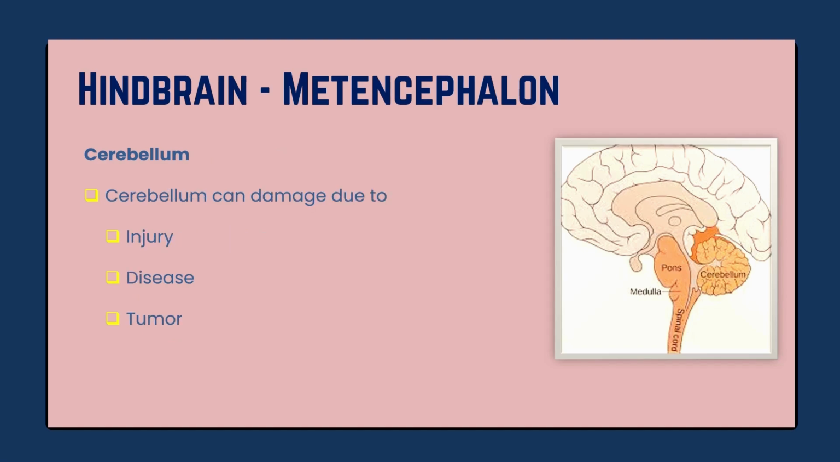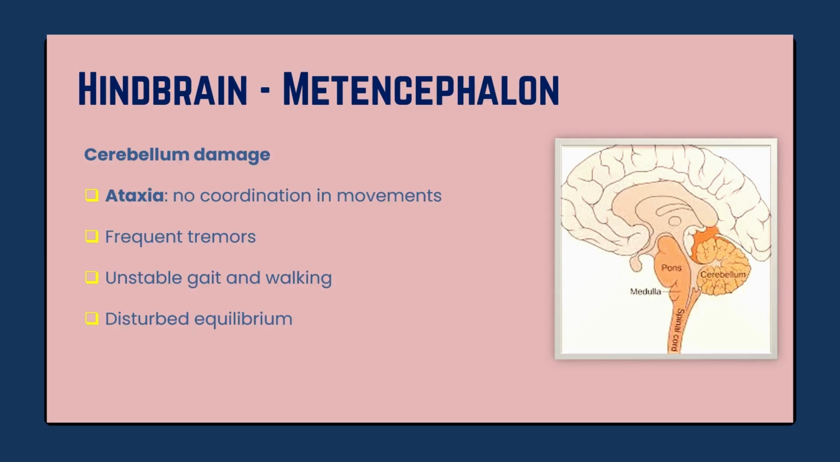The cerebellum can get damaged due to injury. If something hits the cerebellum or the back of the head, it can cause an injury. Or the cerebellum can get damaged due to a disease. Alright, if not disease, it can be a tumor also. What happens when the cerebellum gets damaged due to any of these reasons? First of all, there would be ataxia or no coordination in movements. Your body will not be able to coordinate different limbs, both your hands or legs, and it won't be able to move as you want to because there is no coordination between the different parts of your body. This is called ataxia. Alright.